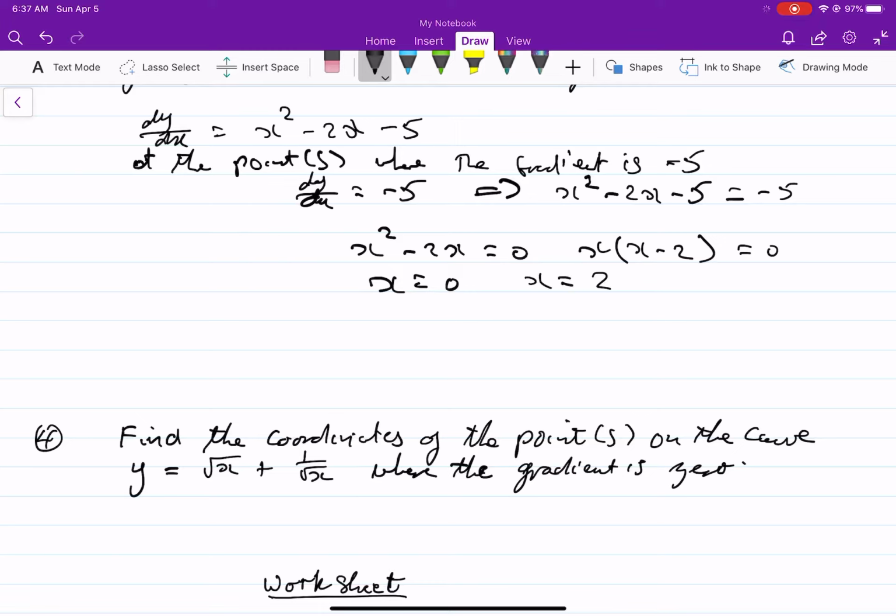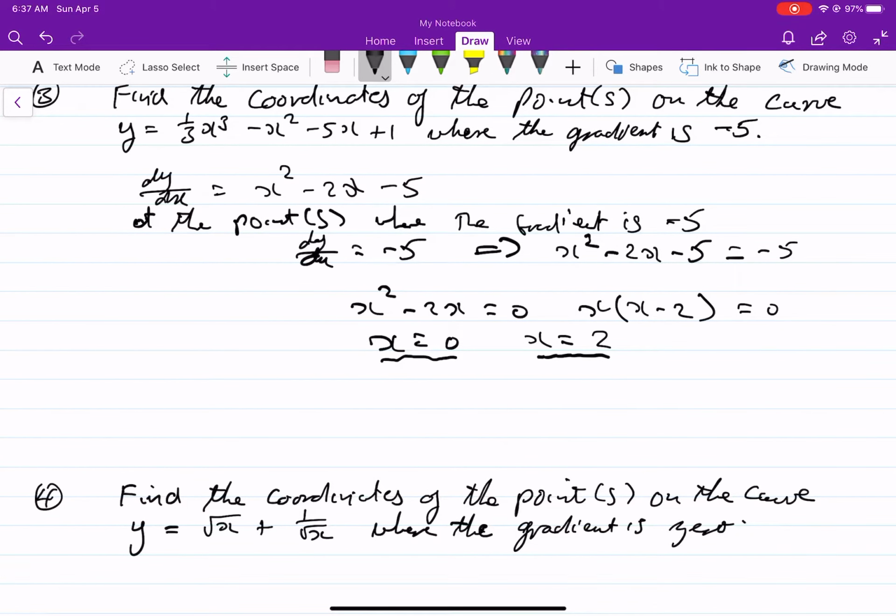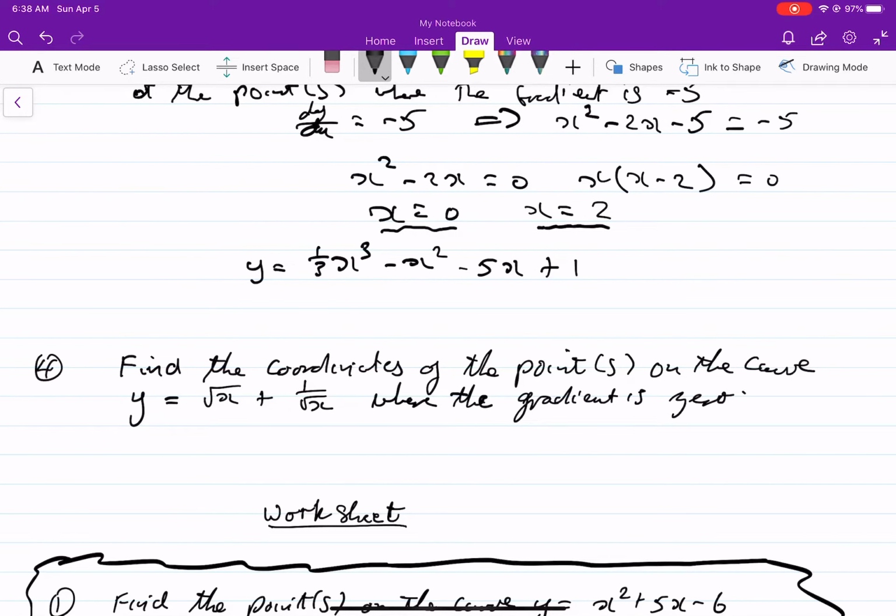So check it out. There are 2 points on this curve. I've just found the x coordinates of 2 different points on this curve where the gradient is -5. No problem. You simply take each x coordinate, plug it back into the original equation to find the corresponding y coordinate. So let me write back the y equation here. y is equal to 1/3 x cubed minus x squared minus 5x plus 1. When x is 0, clearly by observation, everything with x will go to 0, so y would be equal to 1. So (0, 1) would be the coordinates of one of those points.